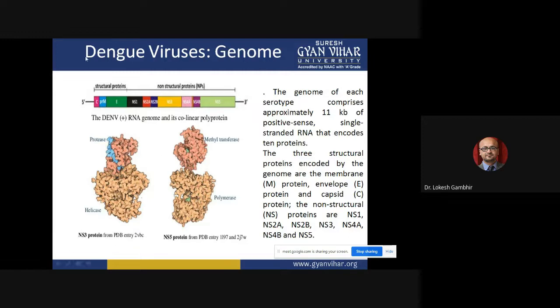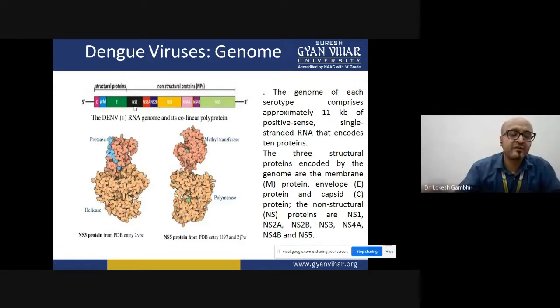So let's talk about this particular RNA. The RNA is 11 kilobases in length, and as I told you, it codes for 10 different proteins. Among them, the two major proteins I have highlighted here are NS3 and NS5. Why? Because these two are among the largest of the proteins, the largest being NS5, of course. That NS5 protein is responsible for the replication of this RNA.